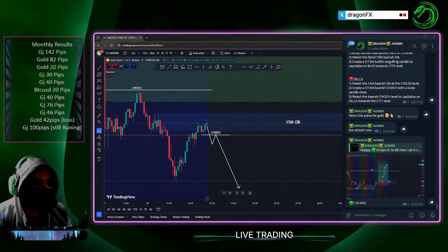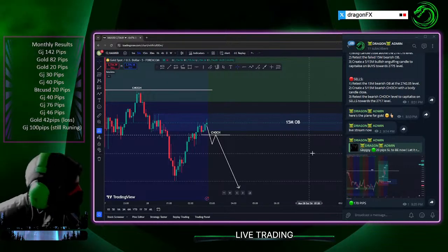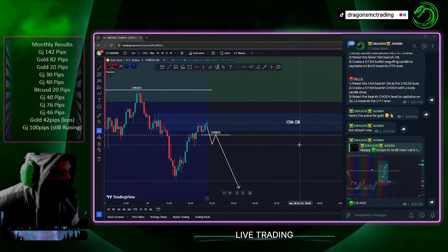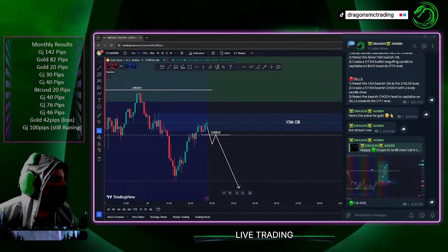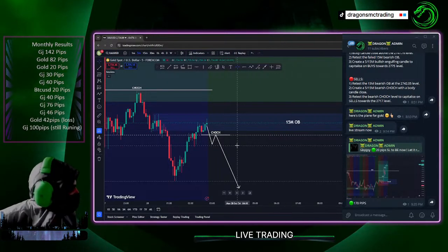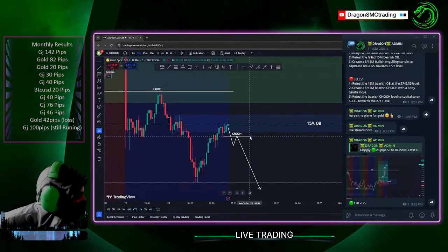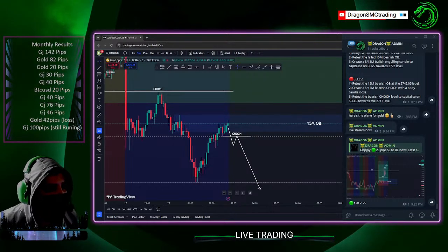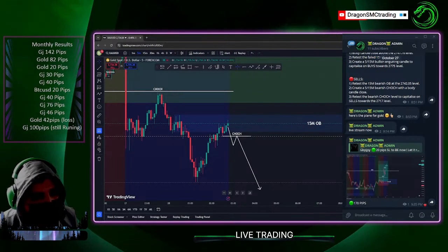Alright everyone, good information was shared during this live trading session here, and I'll still be looking for this move for gold here, but I'll be updating you guys on the Telegram like usual.